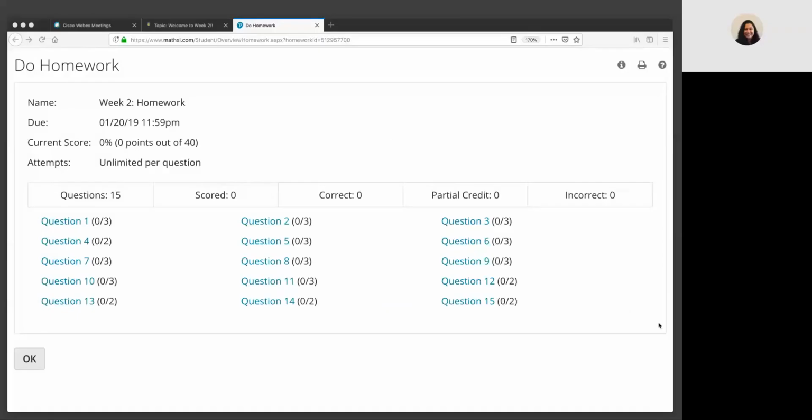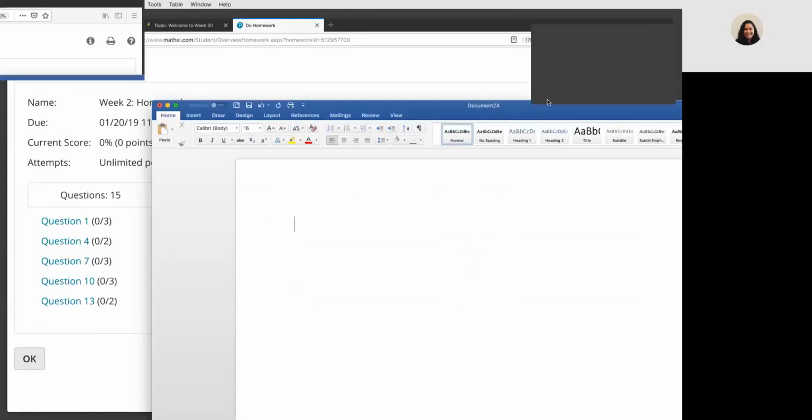All right. Okay, so getting my Word document out, and I will share that with you. Can you see my Word document as well?